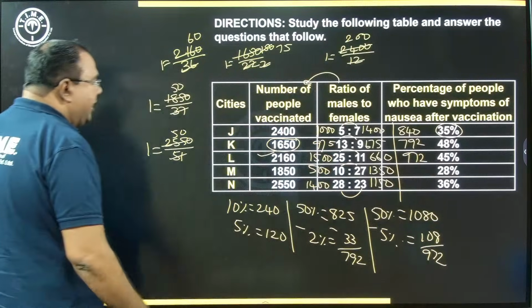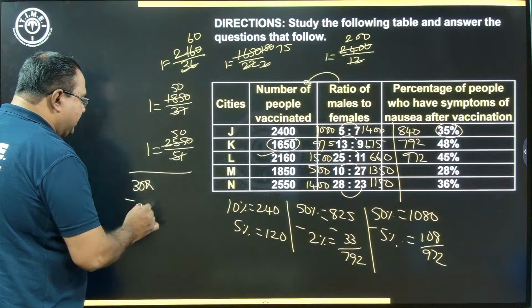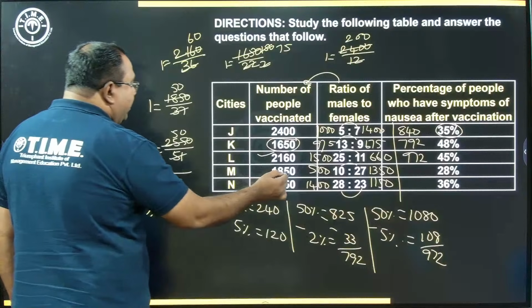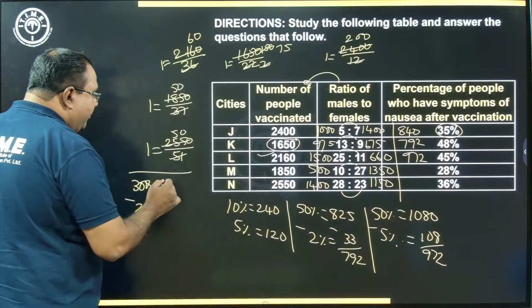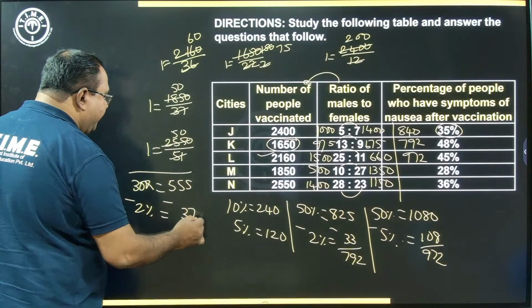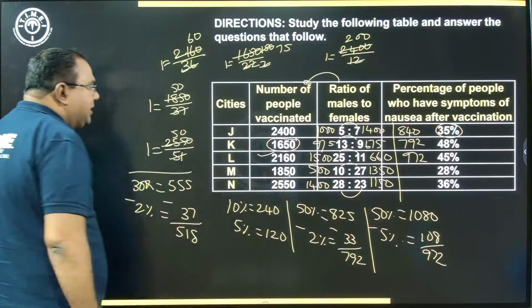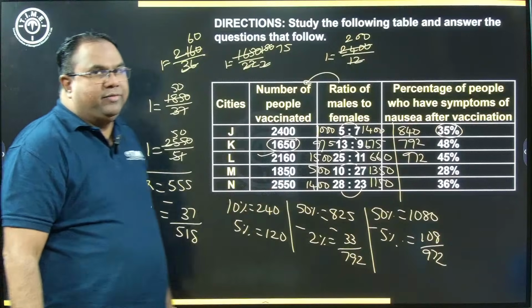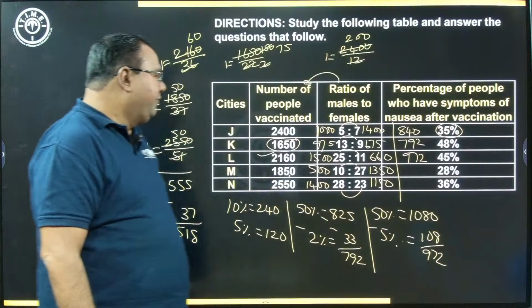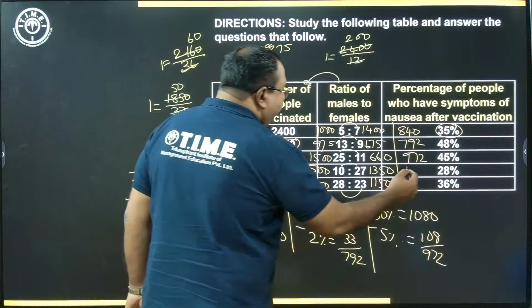28%. How do you get 28%? You can do 30% minus 2%. 30% will be 540 plus 15, 555. Minus 2% would be 37. 518. You got it? 10%, 185. 30%, 3 times. 180 into 3, 540. 5 into 3, 15. 555. Minus 2% will be 37. It is 518.